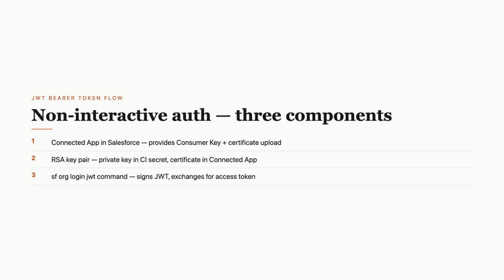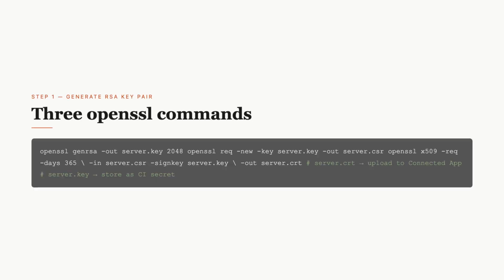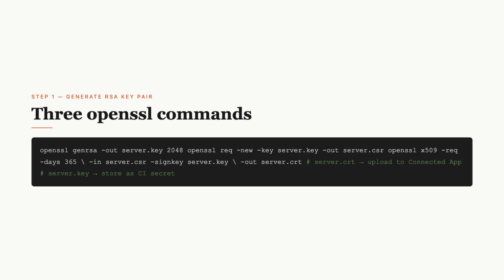The first step in setting up JWT auth is generating the RSA key pair. Three OpenSSL commands. genrsa generates the 2048-bit private key. The req command generates a certificate signing request. The x509 command creates a self-signed certificate from that request, valid for 365 days.